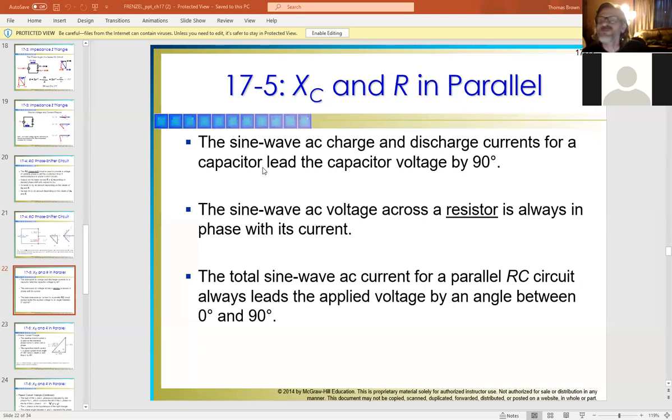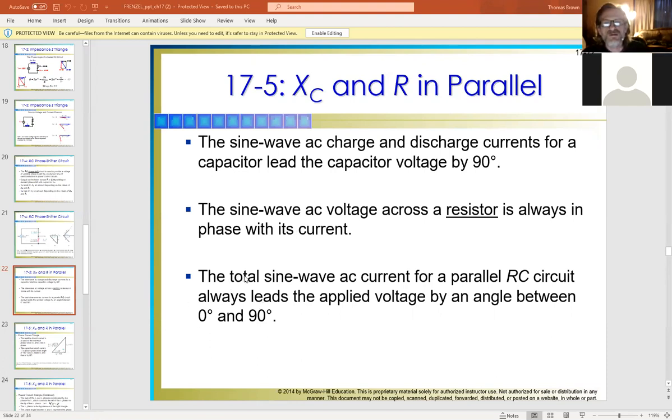We still have the previous rules, right? With the sine wave, AC charge and discharge, the capacitor current leads the capacitor voltage by 90 degrees. So the capacitor is still working the way it's supposed to, and we still have the 90-degree shift. The sine wave voltage across the resistor is always in phase with its current, so that rule still holds. The resistor doesn't do anything as far as affecting the AC signal.